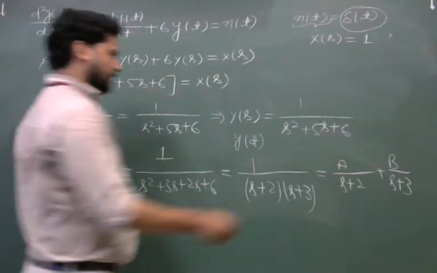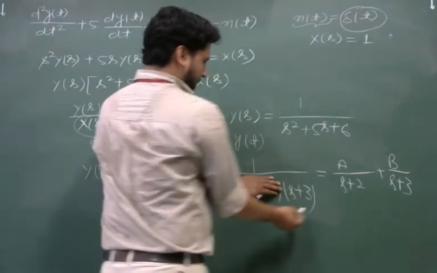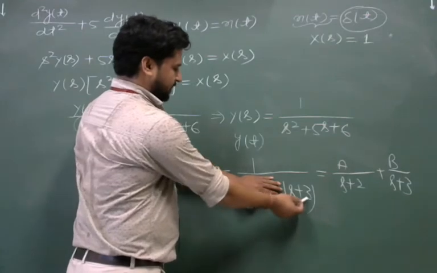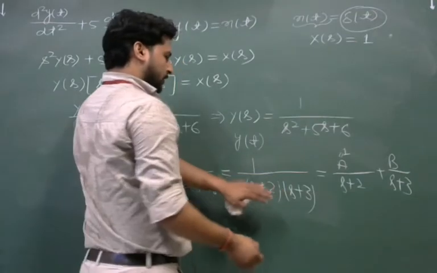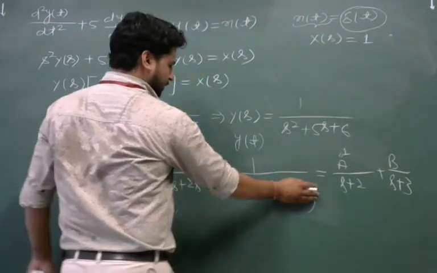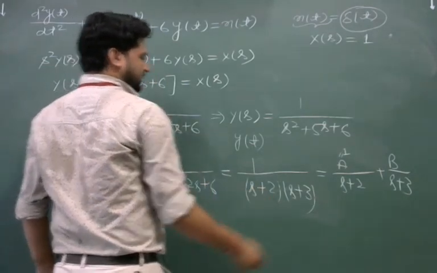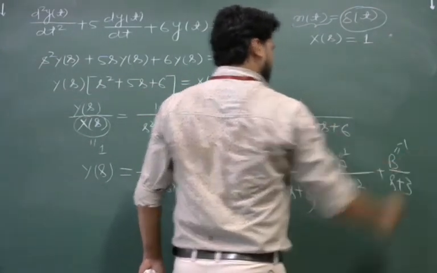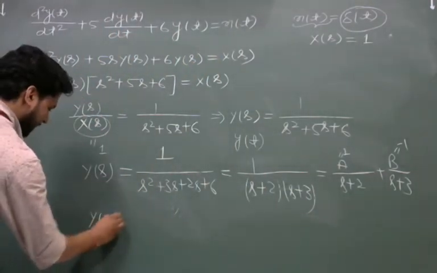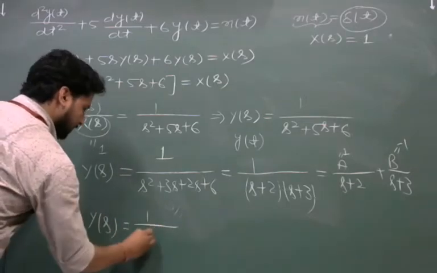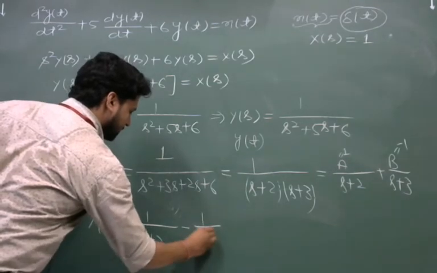To get the value of A, I will put s = -2 here. So when s is equal to -2, this will become 3 - 2 = 1. So the value of A will be equal to 1, and for the value of B we will put s = -3. In this relation, -3 + 2 becomes -1. So the value of B will be equal to -1. It means that Y(s) can be written as 1/(s + 2) - 1/(s + 3).